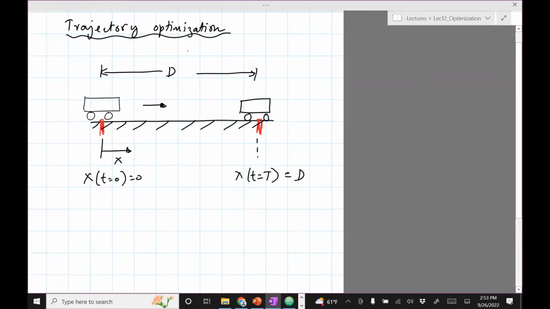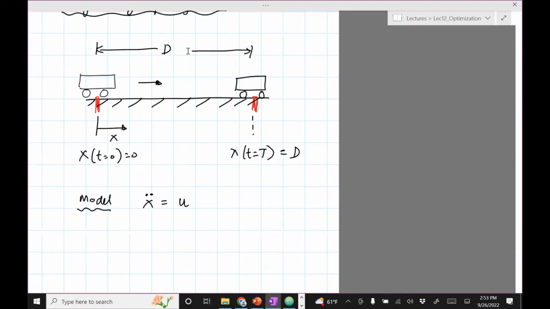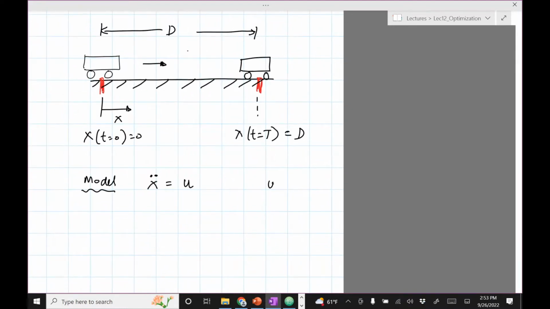And then our model for the car is very simple. It's basically the acceleration, or x double dot, equals u. U could be positive, in which case it's the accelerator pedal. If it is negative, it's a brake. And in some units, u can be between -5 and +5. So you can accelerate up to 5 units or decelerate to -5 units.